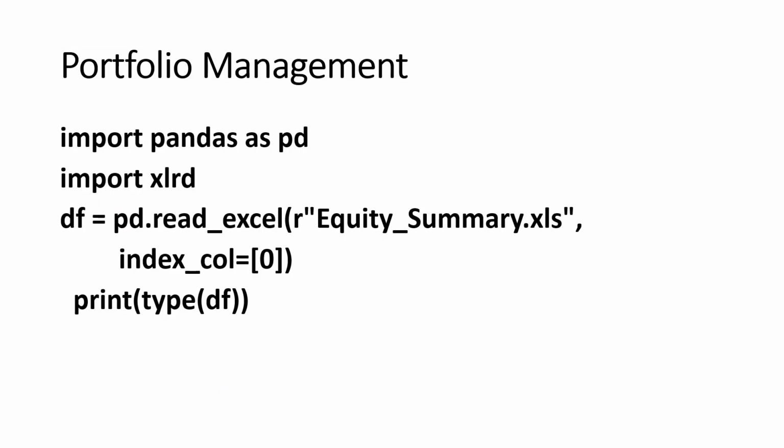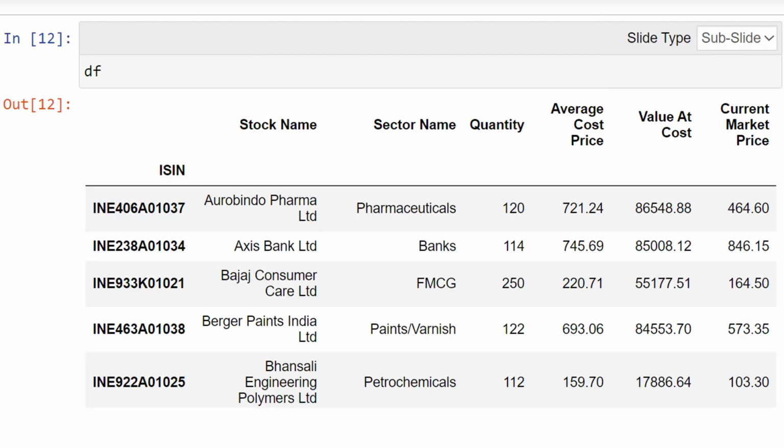Now consider a practical example of portfolio management. First we have imported Pandas, then xlrd. Then using the read_excel function of Pandas, I have read the equity summary Excel file, and considered the first column, that is the 0th column, as the index field of the data frame. So this is the data frame where the field names are stock, sector name, quantity, average cost price, value at cost, current market price, and so on.